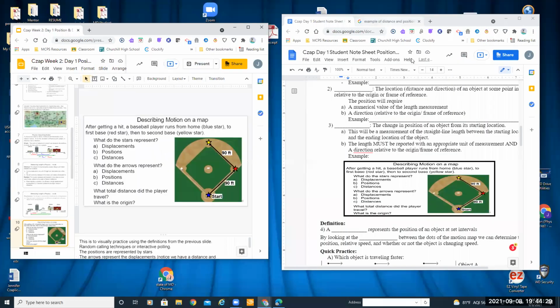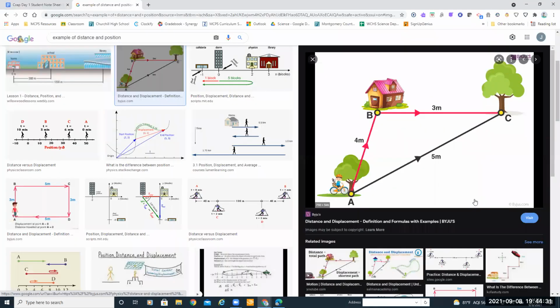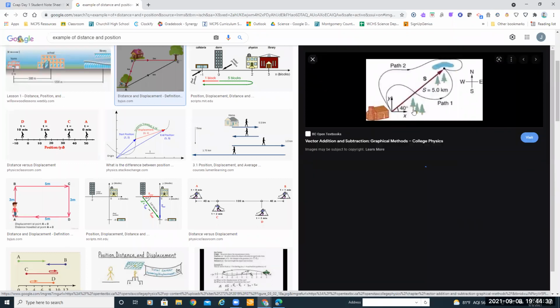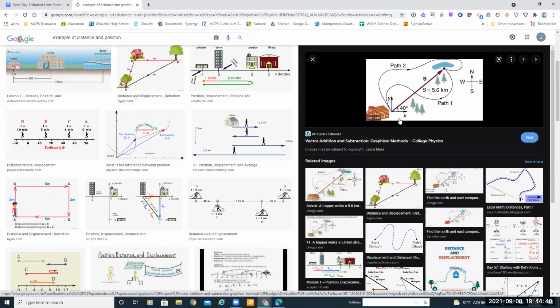So let me show you an example of displacement that is a little better illustrated. Here we go. Let's look at this one. I can get from this log cabin to the lake on one of two paths. Here's path one, this windy path, or this longer, windier path, path two. The length of path two would be the distance I traveled if I took that path. The length of path one would be the distance I traveled if I took path one.